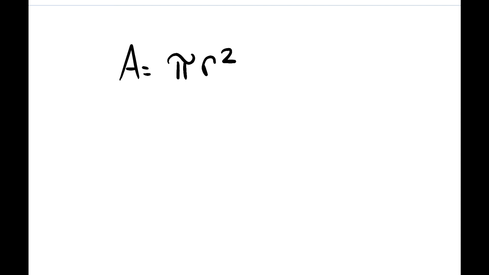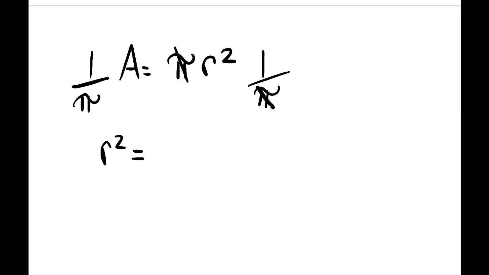To do that, we would multiply pi times its reciprocal, 1 over pi, and whatever we do to one side, we do to the other, times 1 over pi. So these two cancel out. And what we're left with is r squared is equal to A over pi.